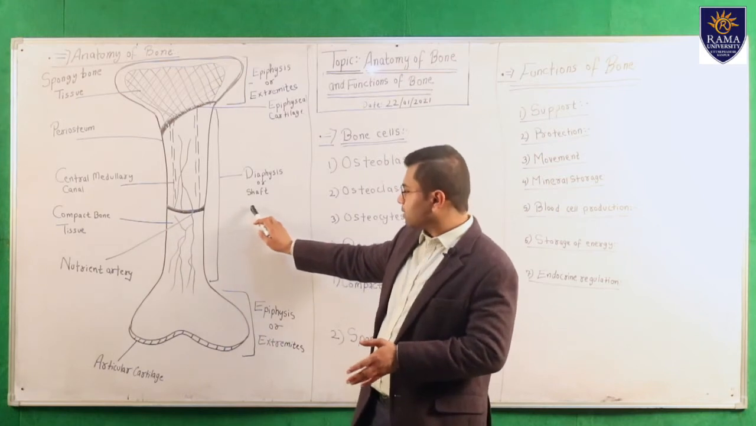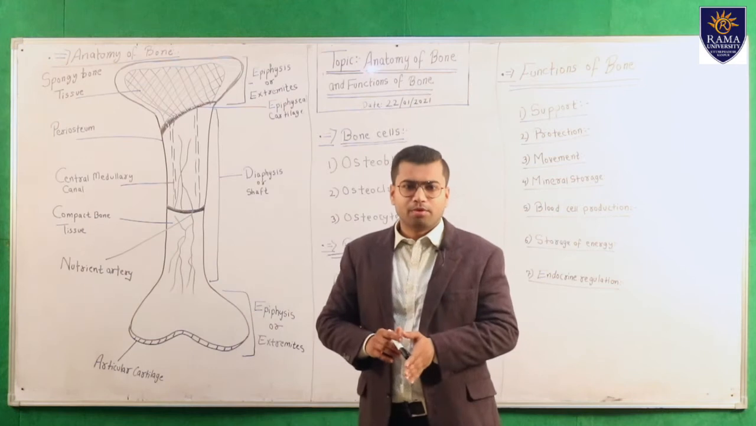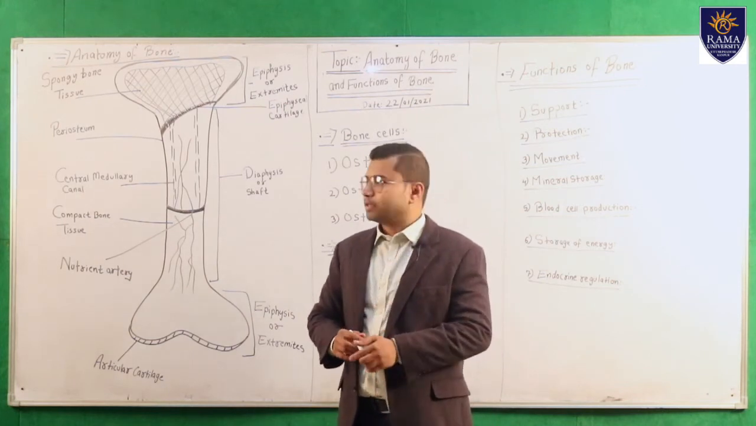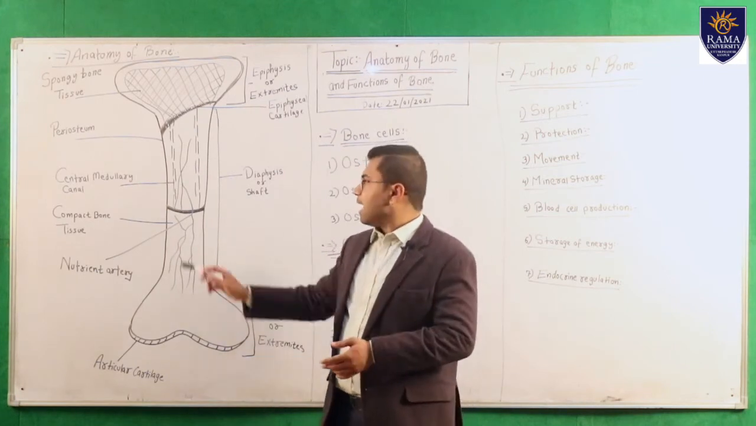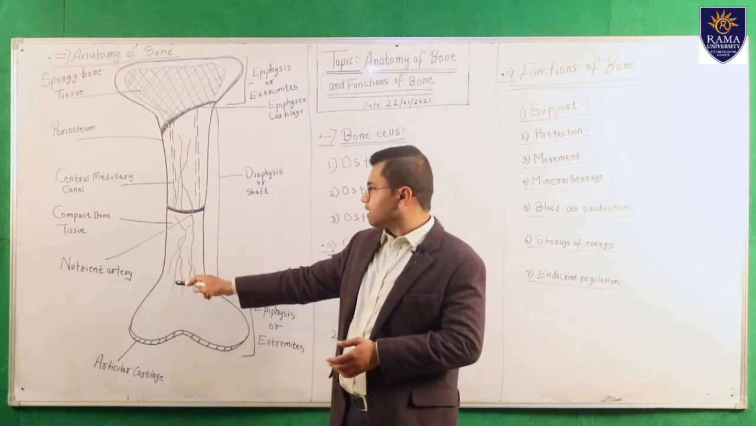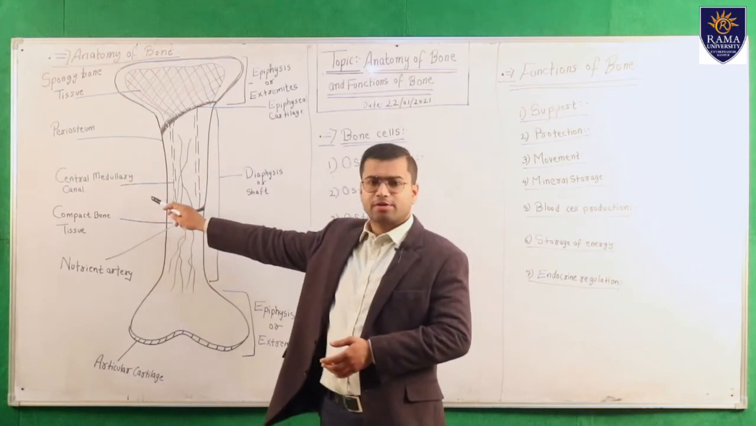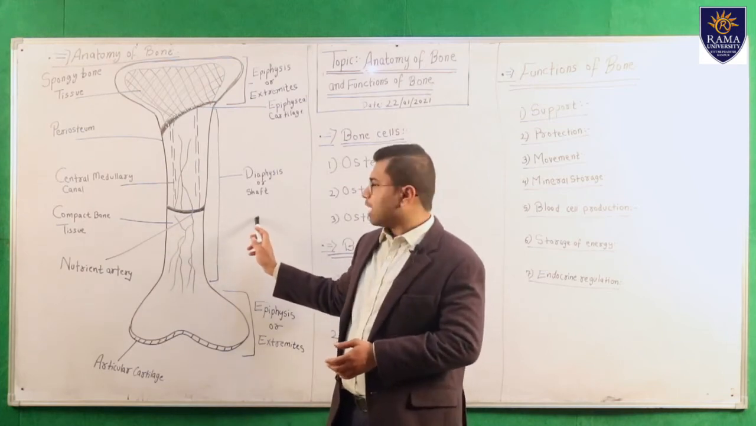Next we will see the periosteum. The outer covering of the bone is known as periosteum. This periosteum layer itself has two layers, an outer layer and an inner layer. Next, in between the diaphysis, there is a central medullary canal that runs inside the diaphysis, or we can say shaft.